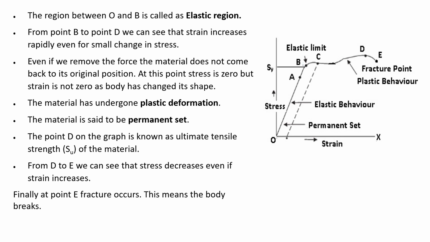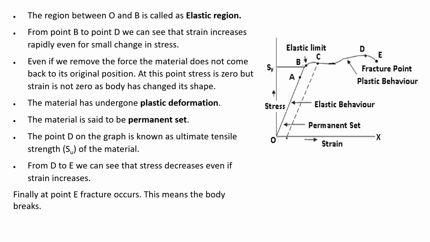From point B to D, again, the strain increases rapidly even for small changes in stress. And even if we remove the force, the material doesn't come to its original position. At this point, stress is zero, but strain is not zero. The material undergoes plastic deformation, and the material is said to have a permanent set, as shown in the graph.